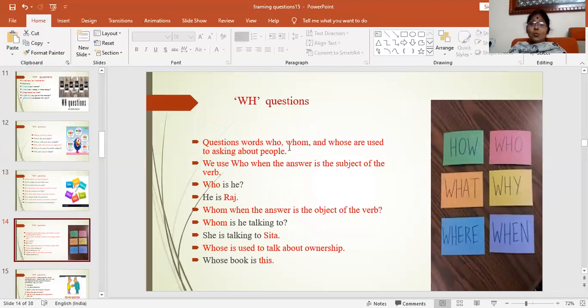Next, the question words who, whom, and whose are used to ask about people. We use these words to ask about people. Now we use who when the answer is the subject of the verb. For example, who is he? And I say he is Raj. Whom we use when the answer is the object of the verb. Whom is she talking to? She is talking to Sita. Right? We are using this.